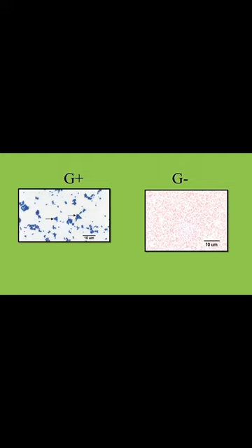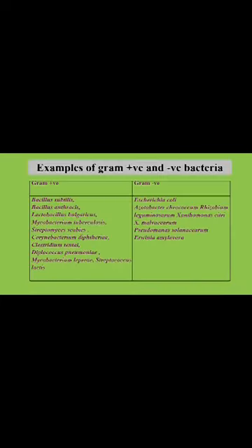These are gram positive and gram negative slides after gram staining. Here are some examples of gram positive bacteria and gram negative bacteria. So at the time of viva voce you can say these are the gram positive bacteria and these are the gram negative bacteria.